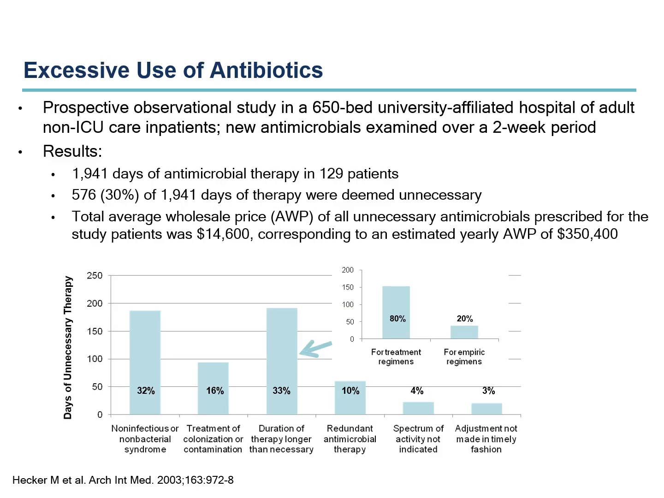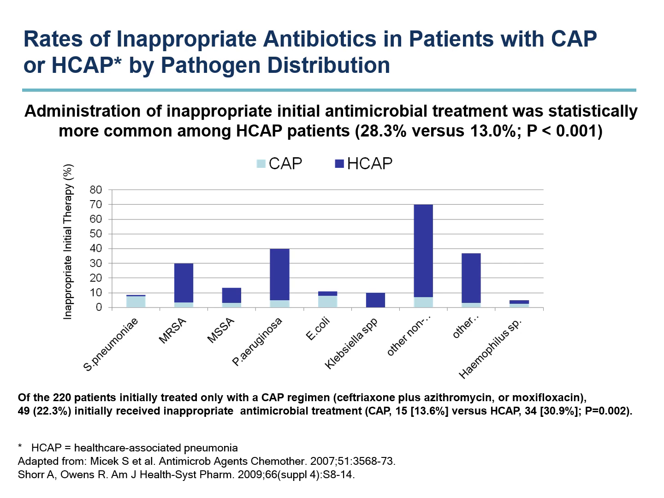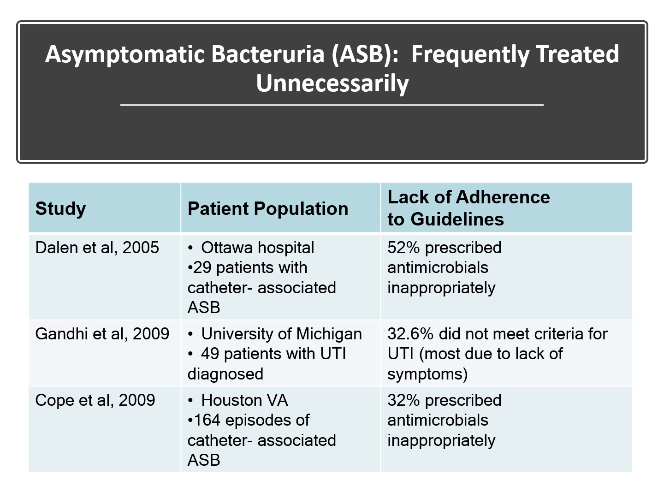A prospective observation study in a 650-bedded hospital found that 30% of the days of therapy were deemed unnecessary. Administration of inappropriate antimicrobial treatment was statistically more common in hospital-acquired and community patients, that is, healthcare-associated pneumonia (HCAP) patients. Then, through a number of studies, it was observed that 50% of the antimicrobials were inappropriate, 30% did not meet the criteria for the treatment, and 30% prescribed were inappropriate.